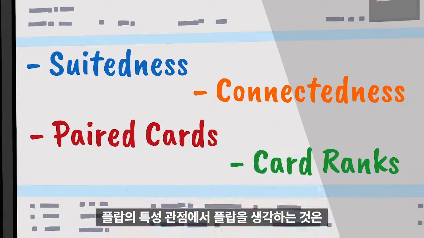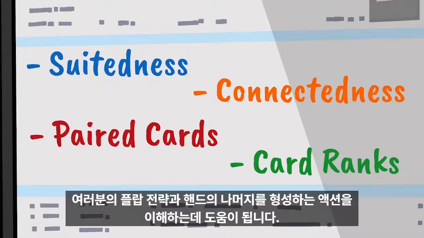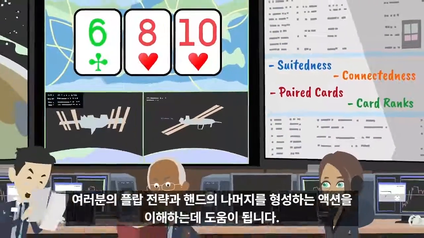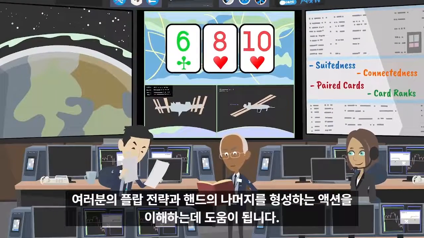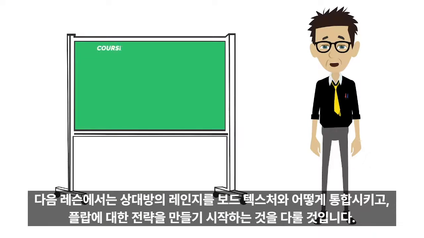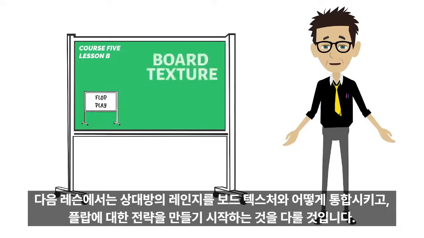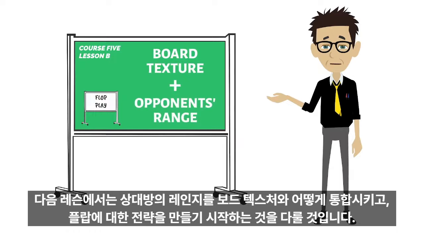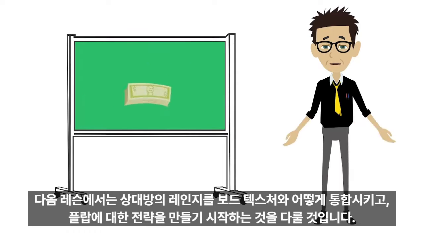Thinking about flops in terms of their properties will help you understand how your flop strategy and actions shape the rest of the hand. In the next lesson, we'll discuss how to integrate board texture with your opponent's range and begin creating strategies for the flop.